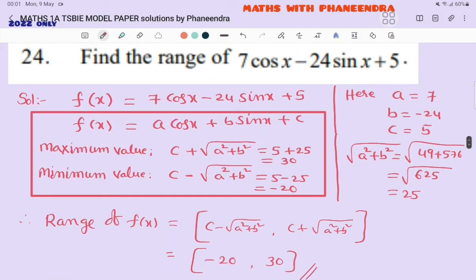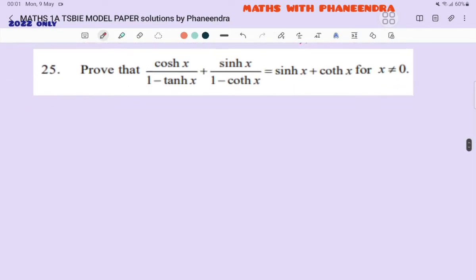I hope everyone understands. We'll move on to the next concept, next question. Question number 25, which is from hyperbolic trigonometry functions. From these hyperbolic trigonometry functions, we have one VSAQ and one SAQ compulsory. It comes from this topic. So here also consider LHS. In trigonometry, dear students, most of the questions are based on formulas only.